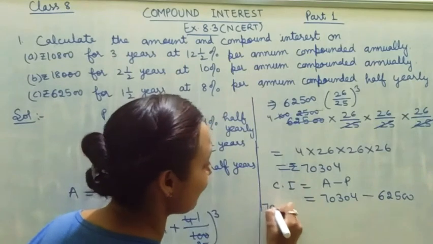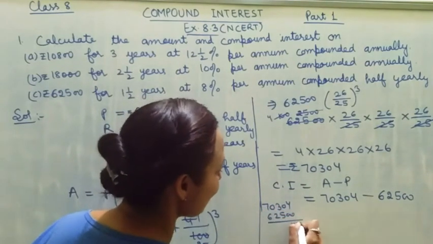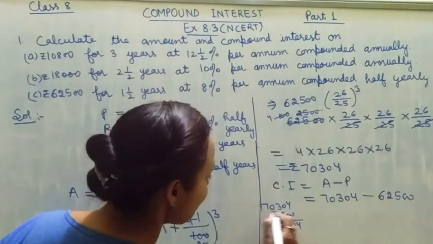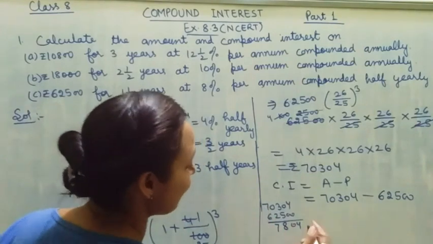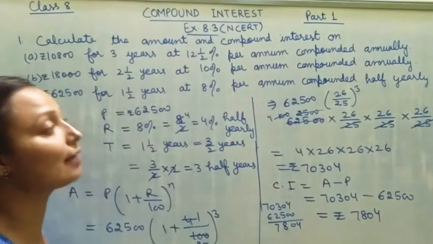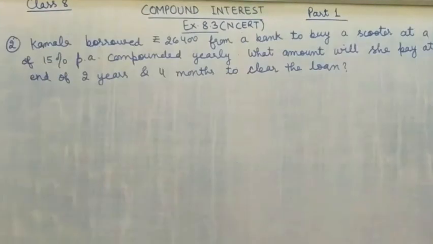I will subtract 70304 and 62,500. This is 0, 4, 5, 6, 7, 8, 9, 10, 11, 12, 13. That is 8. Carry 9, 7. Then carry, that is equal to rupees 7804. So this is the way to solve question number first. Now come to question number second.